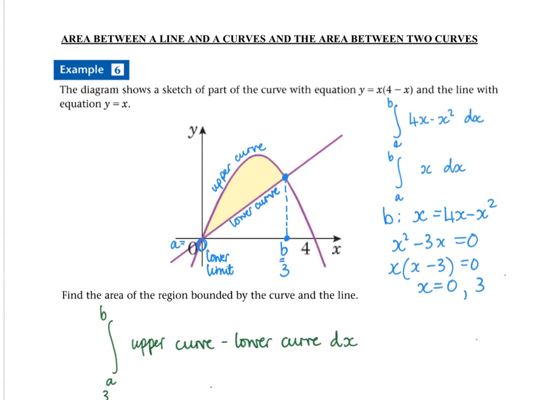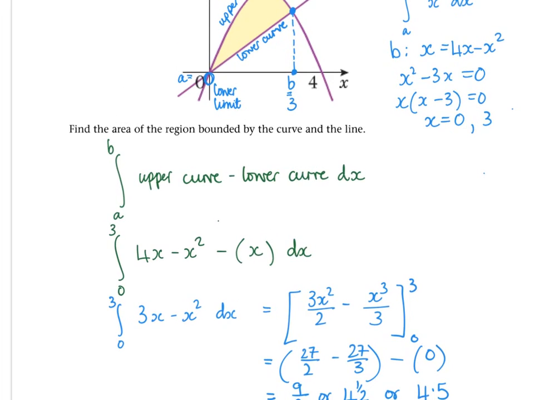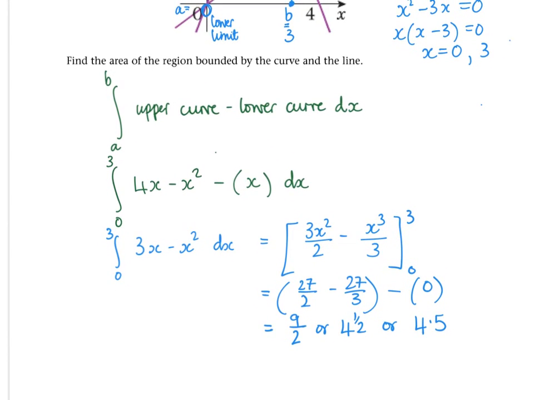We then move on to do the algebra, and your algebra is your upper curve minus your lower curve, so we simplify that to 3x minus x squared. Integrate, substitute our upper limit and then our lower limit, and then we've got the area between two curves. So that's what that actually represents, the area between the curve and the line.